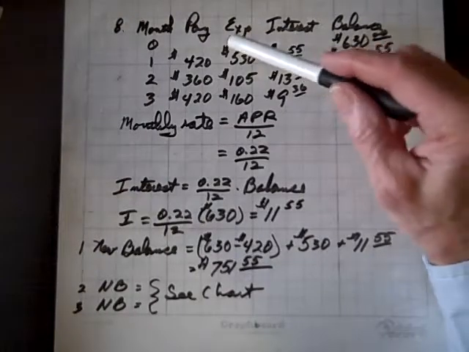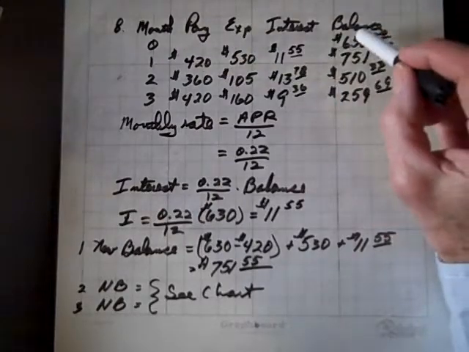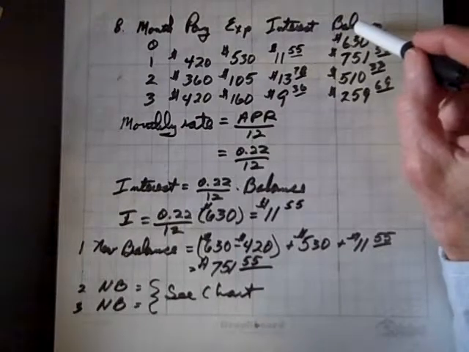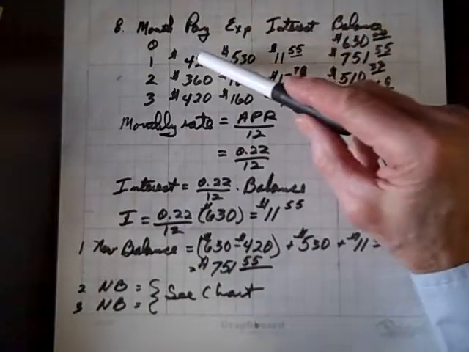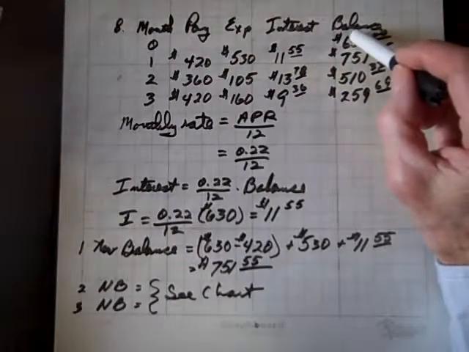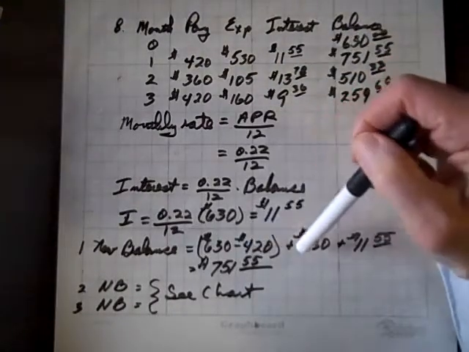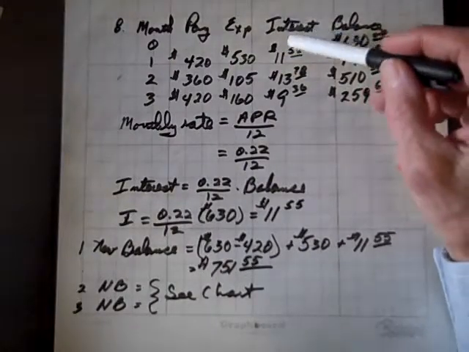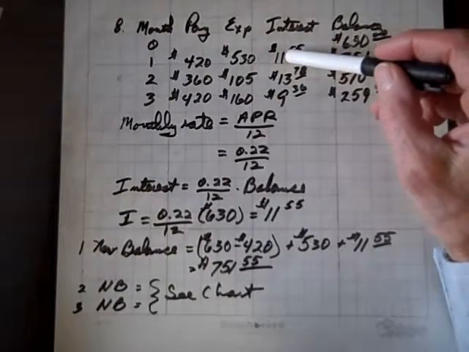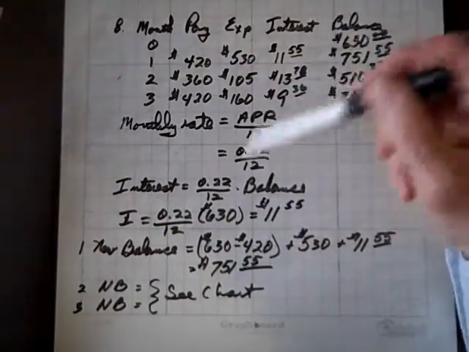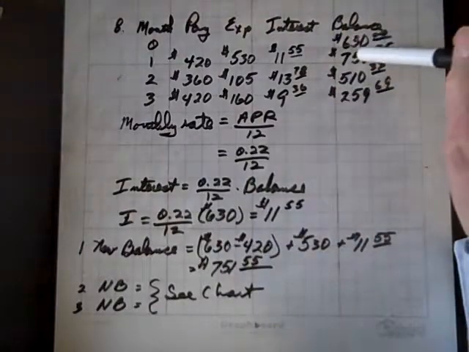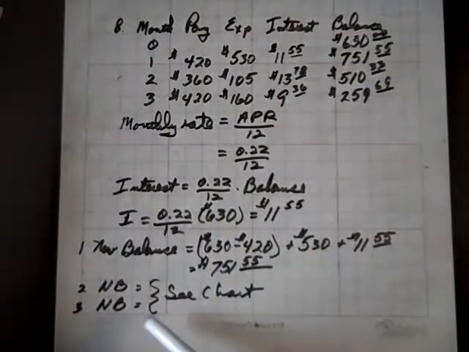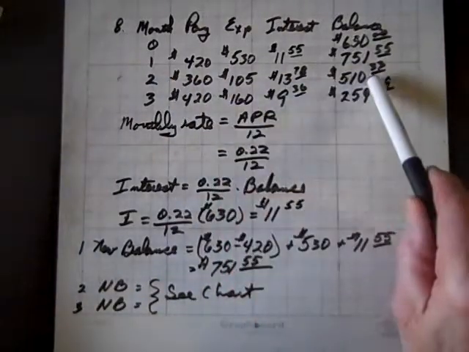Now, that month we make a payment of $420, so our new balance is going to be the difference of the payment we made and the previous balance, plus new expenses, new purchases, plus the interest we owe. And when we sum those, we get $751.55. Now we will repeat that process for month 2.